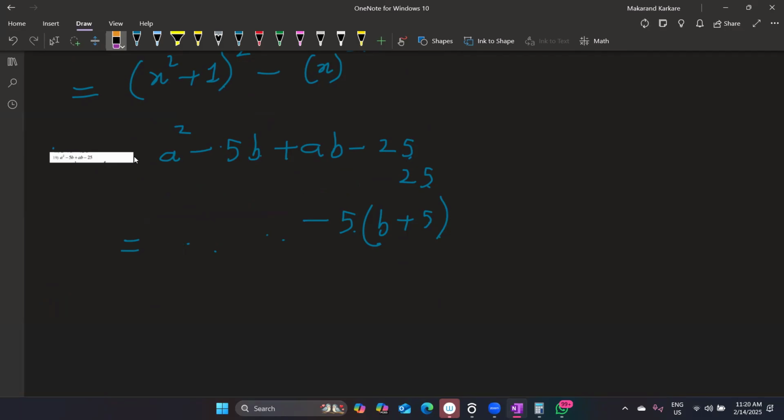A square minus 5b plus ab minus 25. Sir, what if we take plus ab as plus 10ab minus 9ab? What will that do? That will give us a trinomial. A square minus 5b plus 10ab. Oh, wait, no. Sorry. No, that won't give us a trinomial. Alright.